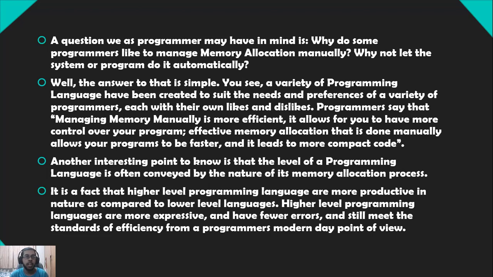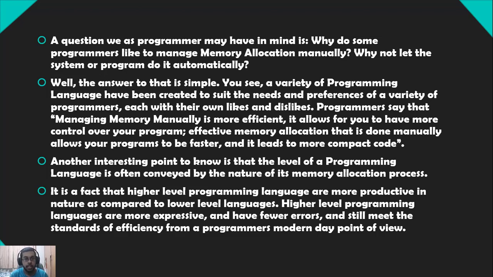A question we as programmers may have in mind is, why do some programmers like to manage memory allocation manually? Why not let the system or program do it automatically? Well, the answer to that is simple. You see, a variety of programming languages have been created to suit the needs and preferences of a variety of programmers, each with their own likes and dislikes. Programmers say that managing memory manually is more efficient. It allows you to have more control over your program. Effective memory allocation that is done manually allows your programs to be faster and it leads to more compact code.